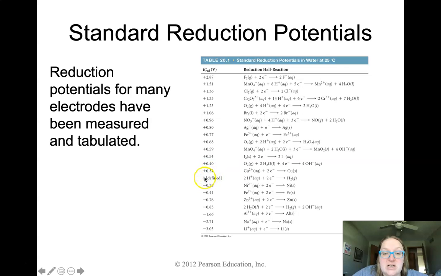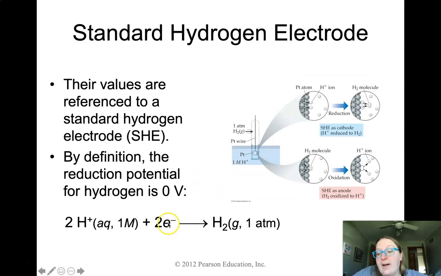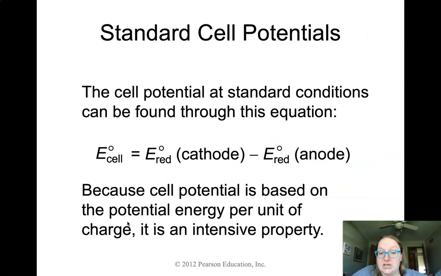So here you can see on this table that the hydrogen reduction has a 0 potential. So whether you write that forward or backward, you're going to get a 0 potential. And we compare everything else to that. So all of those other reactions have been hooked up to the hydrogen electrode, and they've been measured as a standard against that potential.